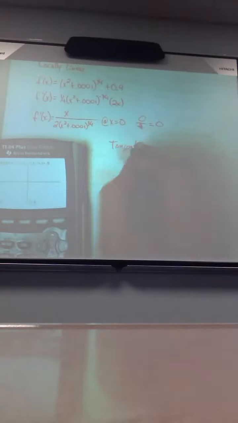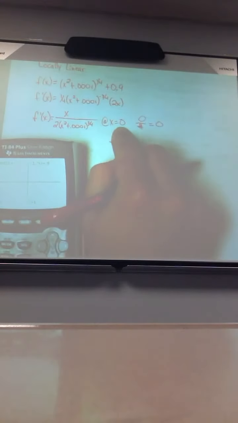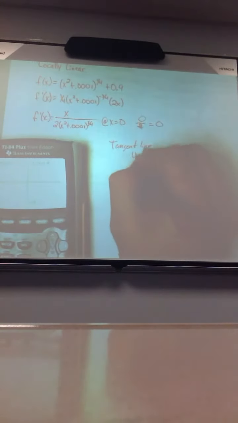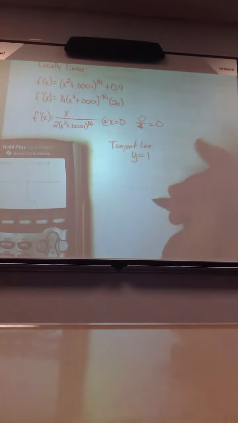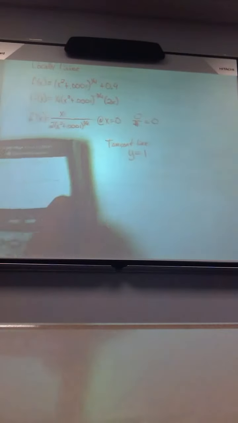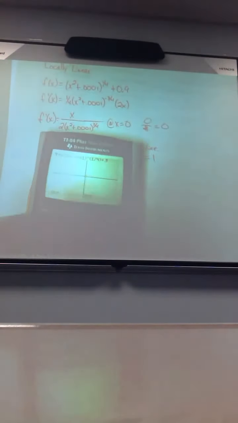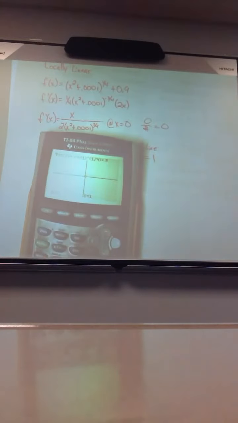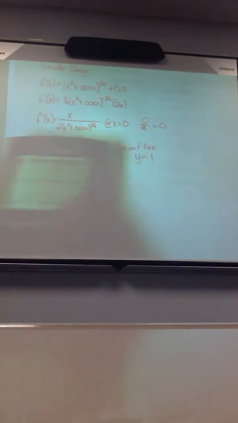So what would the equation of the tangent line at this point be? y equals 1. Yeah, just y equals 1. That is your tangent line, basically. It's itself when you zoom in that far.